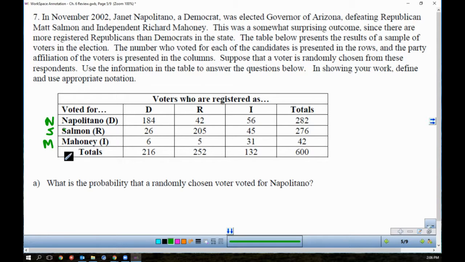Part A asks the probability that a randomly chosen voter voted for Napolitano. The probability of N. Well, how many voted for Napolitano? 282. And then how many total voted? 600. So this would equal 0.47. Yep.